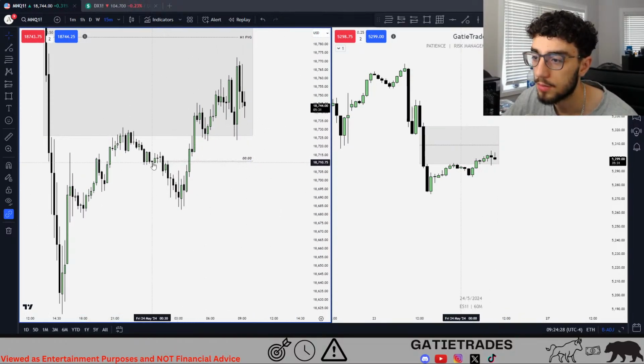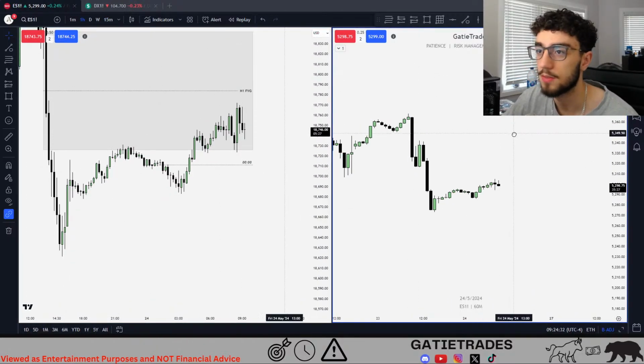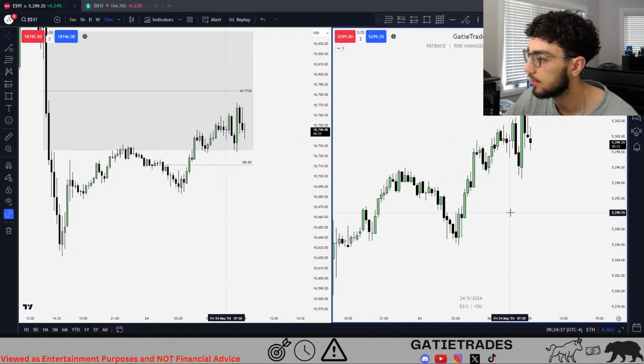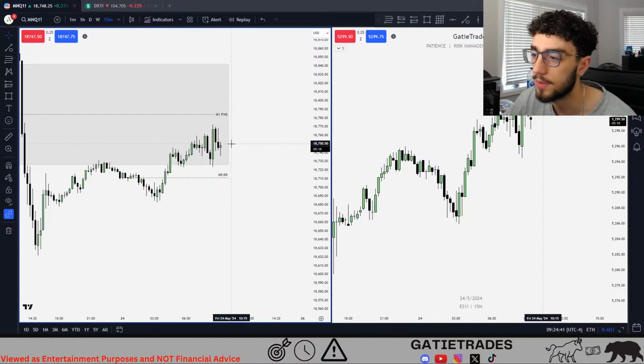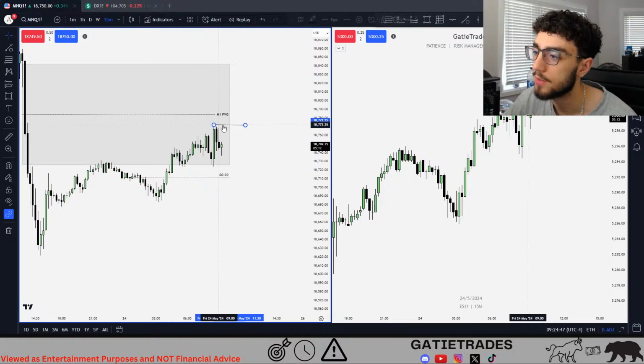I don't really care about ES. Let's just look at the 15 minute. We're trading above midnight opening, which means we need a high to be taken. Let's see if we can take this high and reject.